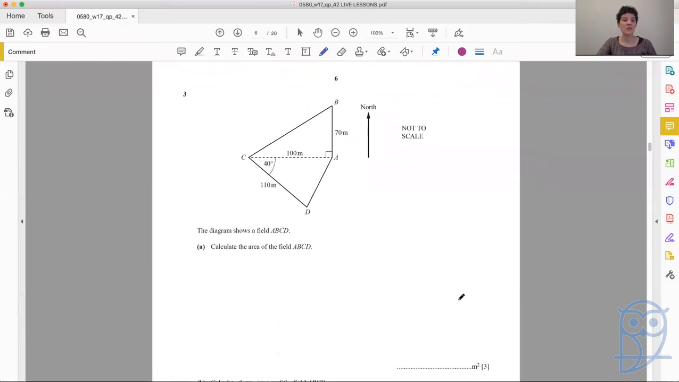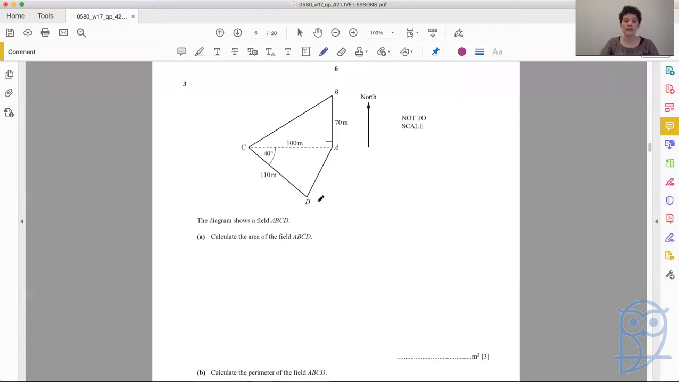Question 3, we start a new question, so we start a new topic. The diagram shows a field ABCD, and we are seeing triangles. ABCD is a funny shape, but it's 2 triangles. We have triangle ABC, which has a right angle, so Pythagoras and trigonometry. And we have triangle ACD, which doesn't have a right angle, so we'd have to be thinking of the sine rule or the cos rule.